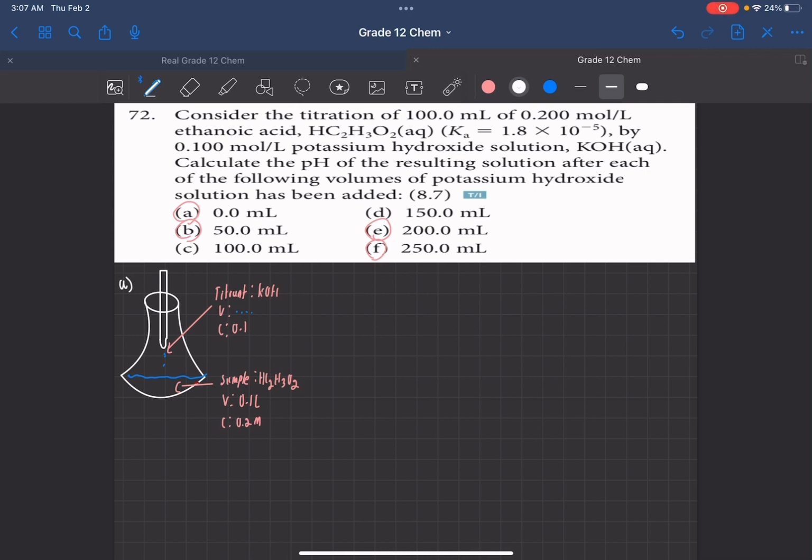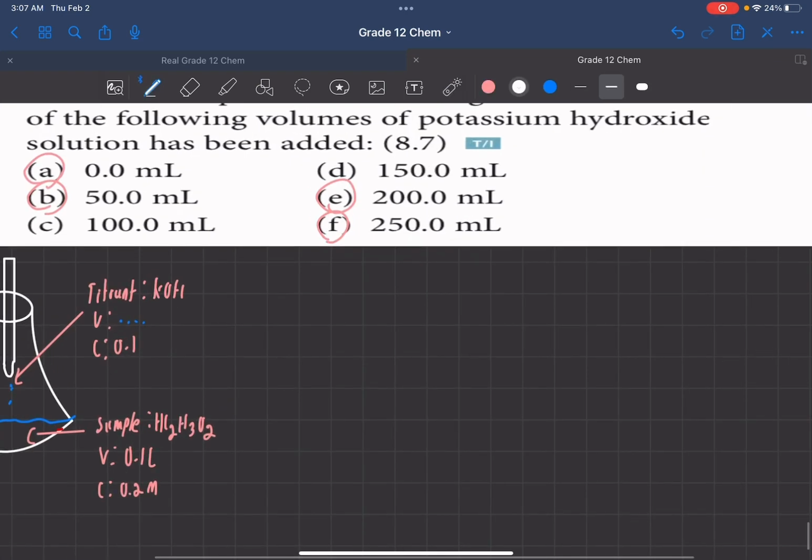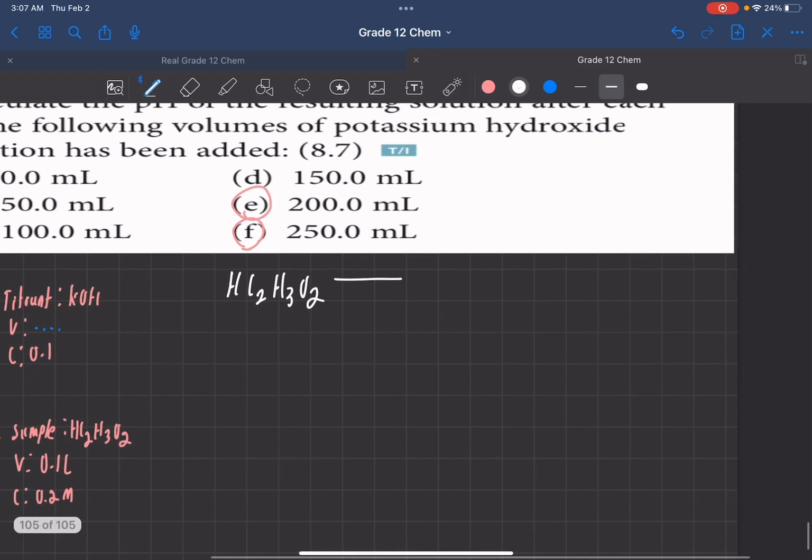That's 0 milliliters of titrant, so 0 milliliters of potassium hydroxide, and we want to find the pH of the solution. So we're just going to look at the sample, right? Because that's the only thing that's in the solution. So it's just a simple dissociation ICE table. Our ethanoic acid dissociates into a hydronium ion and an ethanoate ion.